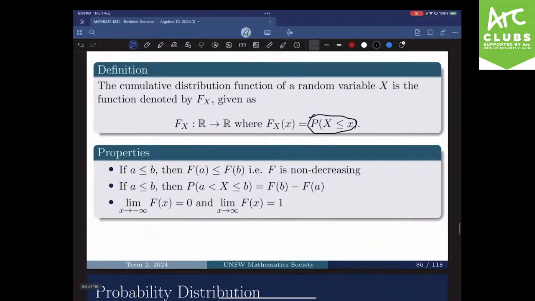And as x approaches negative infinity, my cumulative distribution function should be equal to 0, because I expect that before I start adding any of my probabilities, I should start at 0. And at the end, when x approaches infinity, I expect that once I've added up all of these probabilities together, it should be equal to 1.